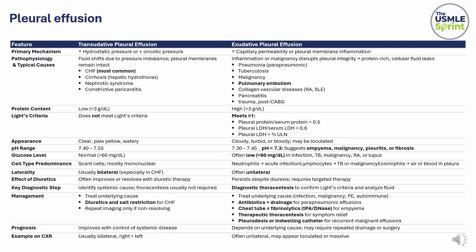To summarize the key numbers, normal total serum protein is between 6 and 8.3 grams per deciliter, with albumin making up about 3.5 to 5 grams, and globulins around 2 to 3.5. Light's criteria help you decide whether an effusion is transudative or exudative, and the pH and glucose levels help you narrow down the cause.